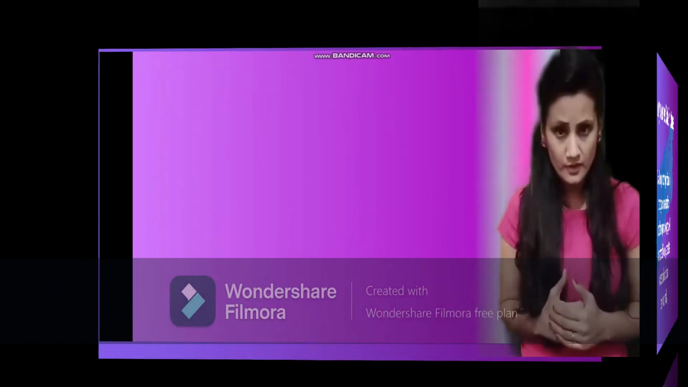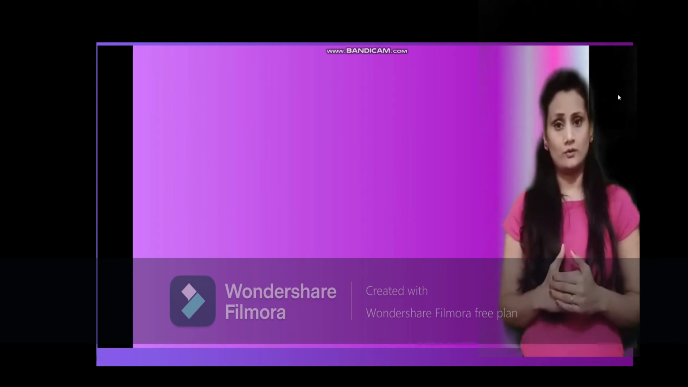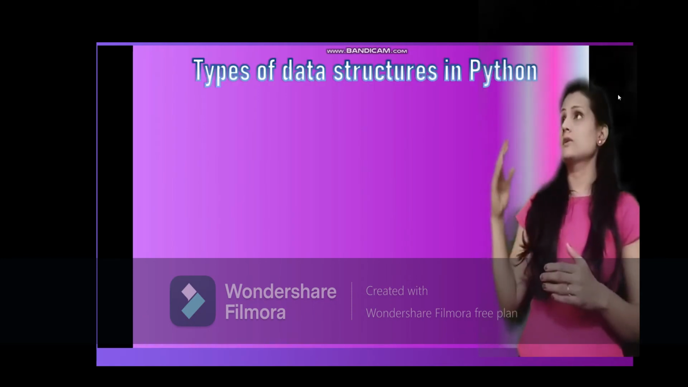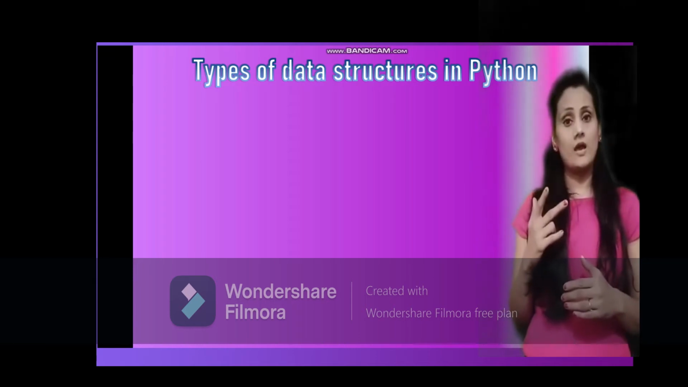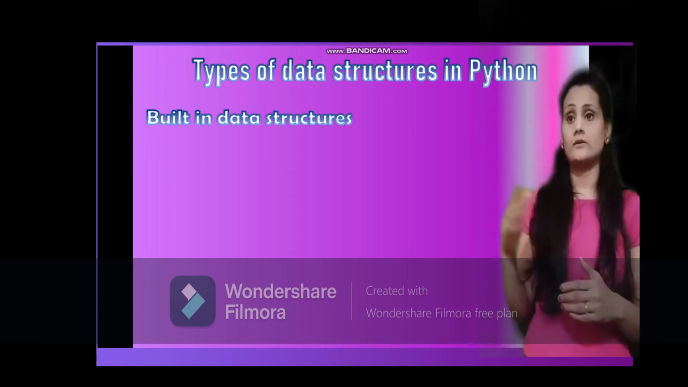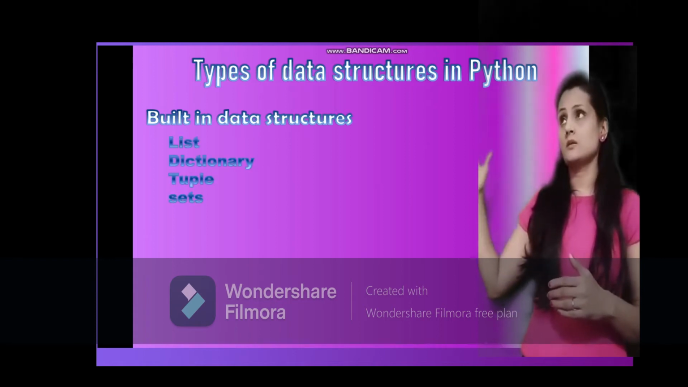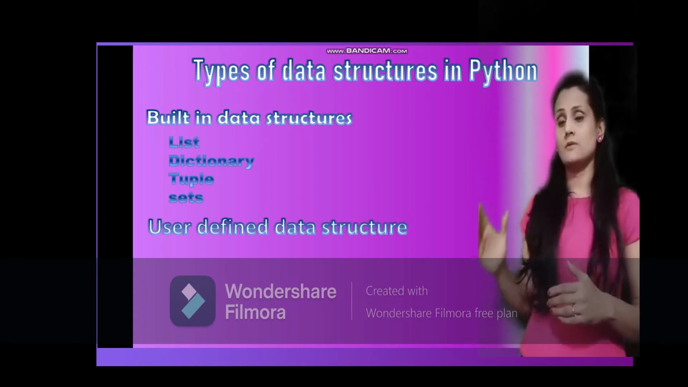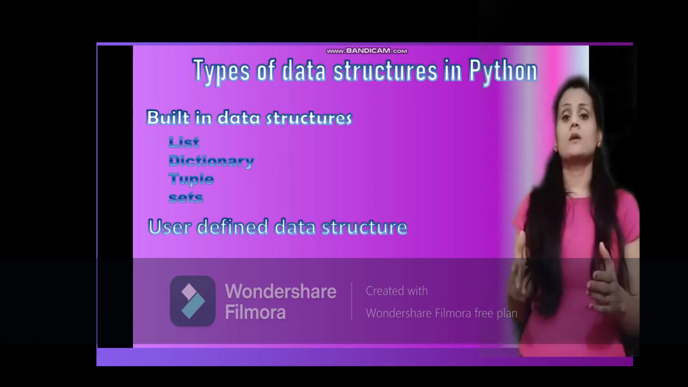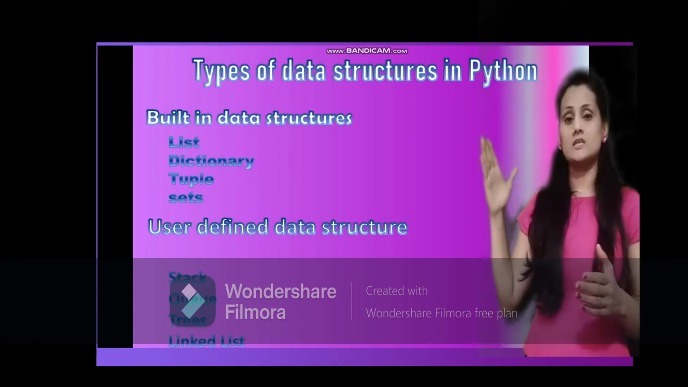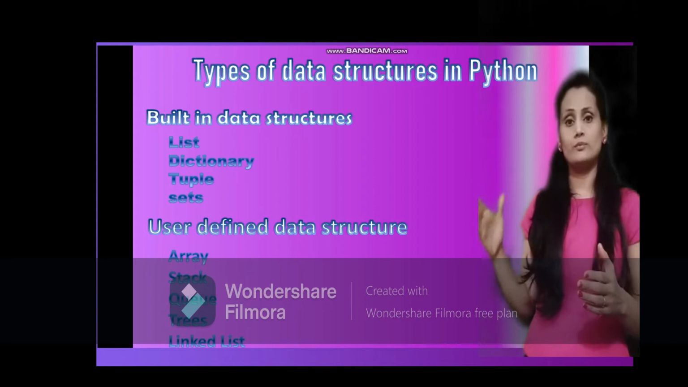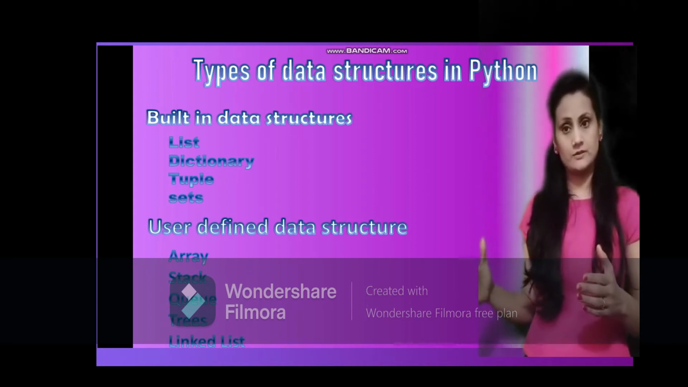So next what we discuss is the types of data structures that we have in Python. Data structures are broadly classified into two categories: built-in structures, under which we have the list, dictionary, tuple, and sets; and user-defined data structures, where we have array, stack, queue, trees, and linked list.